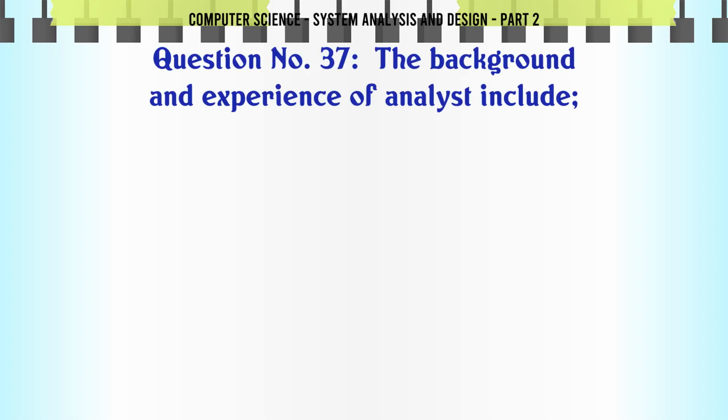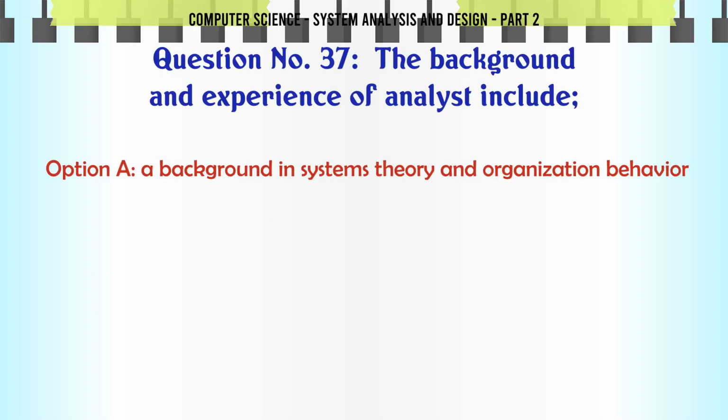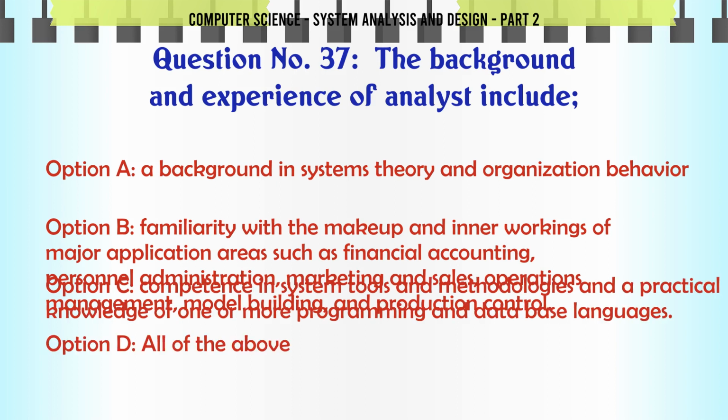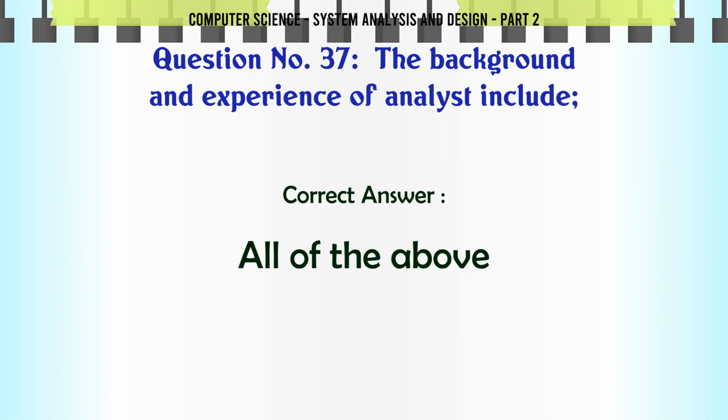The background and experience of an analyst include A. Background in systems theory and organization behavior, B. Familiarity with the makeup and inner workings of major application areas such as financial accounting, personnel administration, marketing and sales, operations management, model building and production control, C. Competence in system tools and methodologies and a practical knowledge of one or more programming and database languages, D. All of the above. The correct answer is all of the above.